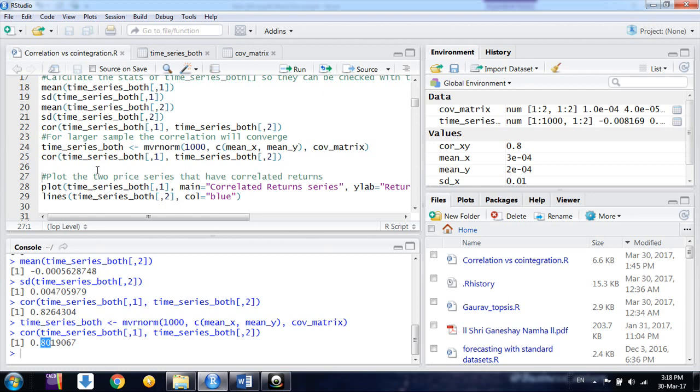So this is the way, friends, we can generate a correlated time series. It could be 2 series, 3 series, 10 series. Simply you need to generate a covariance matrix, and then using this mvrnorm command you can generate a multivariate normal distribution using a certain correlation between them.